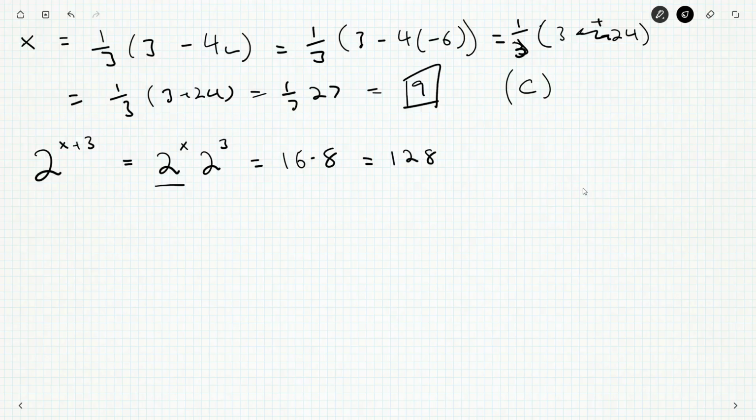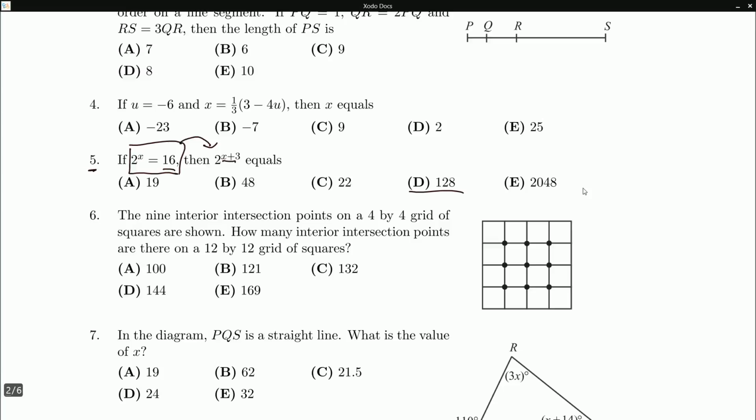There. Okay, so I think that was D. I'm not sure. Let's go back and check. Yeah, D, 128. Very short, very simple question.